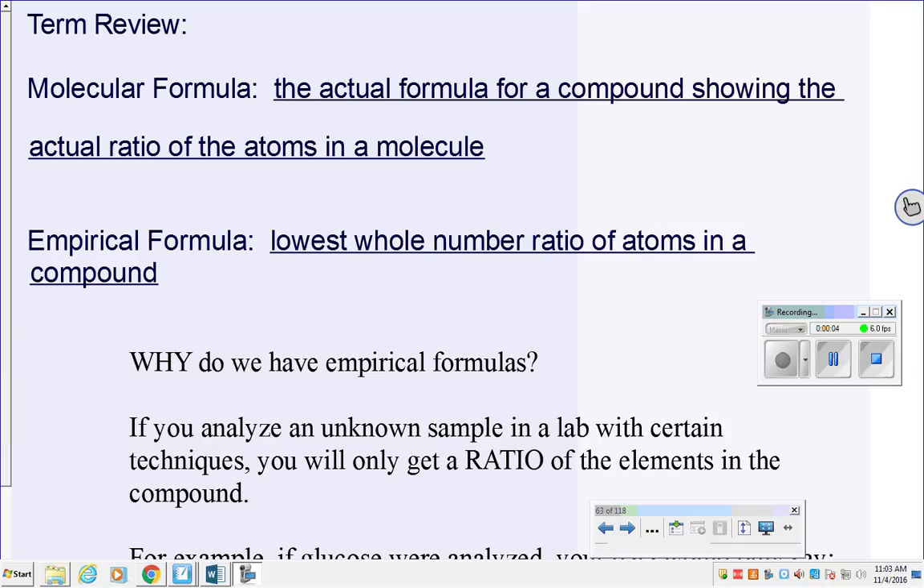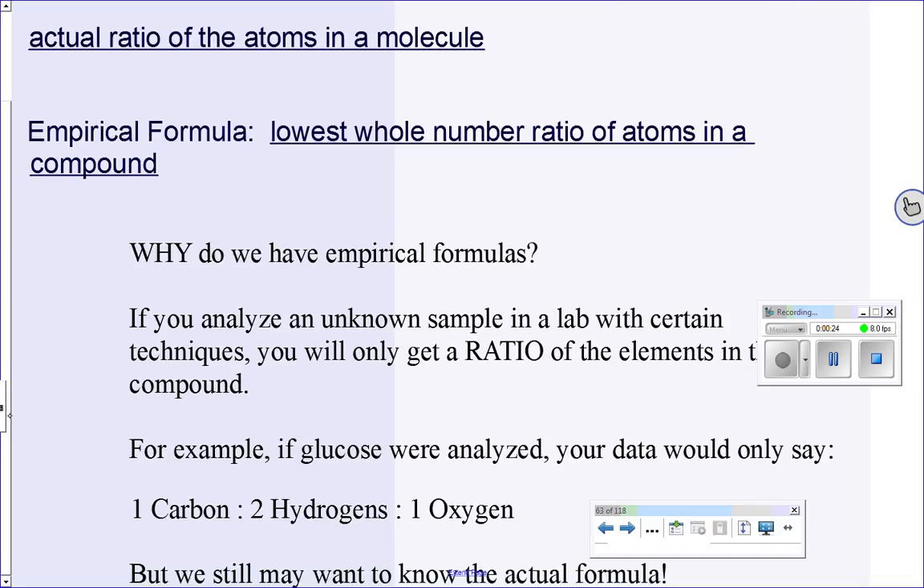Hello, today we're going to talk about our very last topic from this unit, which is finding actual molecular formulas based on empirical formulas and gram formula mass. Just a quick review, a molecular formula is an actual formula for a compound showing the actual ratio of atoms that exist in that molecule, whereas an empirical formula is a lowest whole number ratio of atoms in a molecule. So we actually talked about this in our last unit.